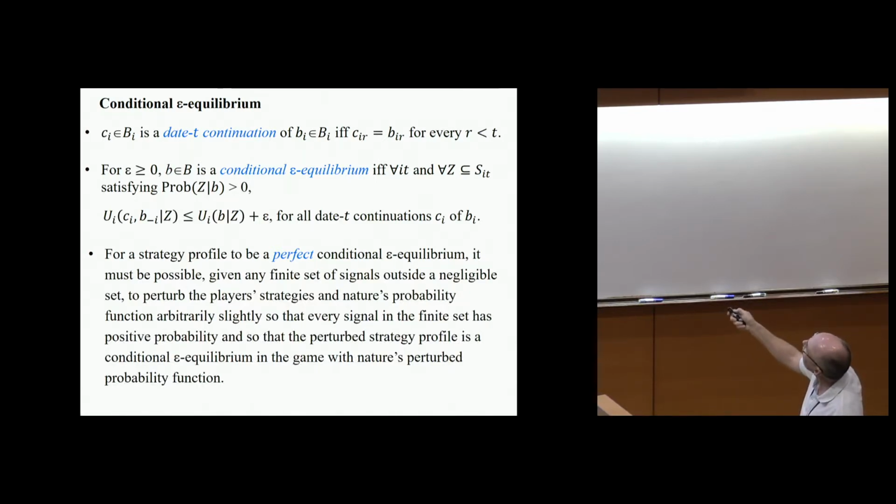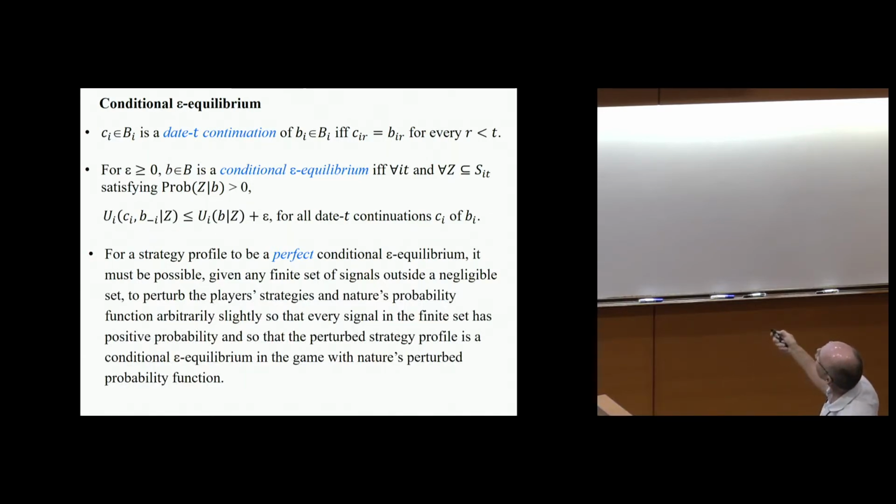If given any finite set of signals in the entire game, so for any number of players, dates, wherever, give me a finite set of signals. And now here, outside some negligible sets, which I'll define, we can ignore by definition. Yes, they're negligible, but we'll get to what that means in a moment.